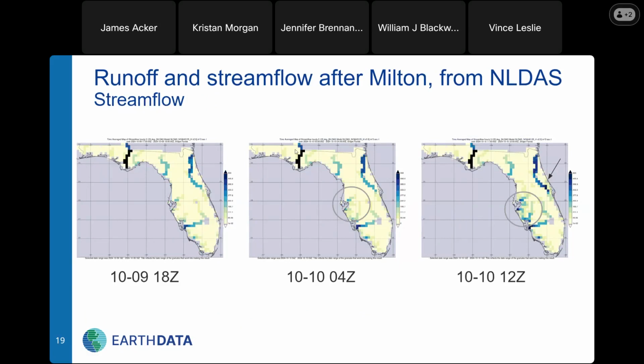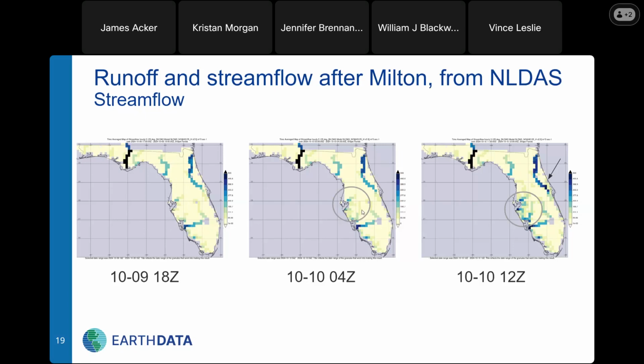So the next thing to look at is where the surface runoff goes into the streams. And this is where it starts to get significant for flooding. Okay, and so this is another NLDAS variable called streamflow. And so you can see at 18Z on the 9th, Milton has just basically arrived and is dropping rainfall. And you can see the various intensities. And this is the Apalachicola River, and this is the St. Johns River. And there are several small rivers that drain into Tampa Bay, so keep an eye on that. I circled this on the next slide.